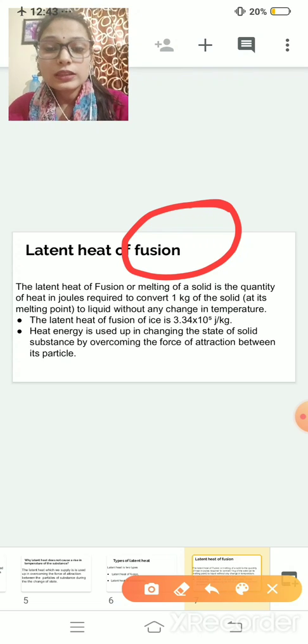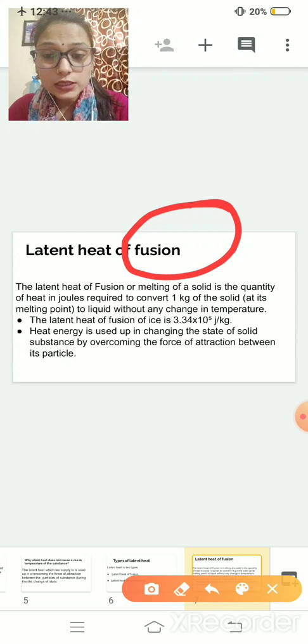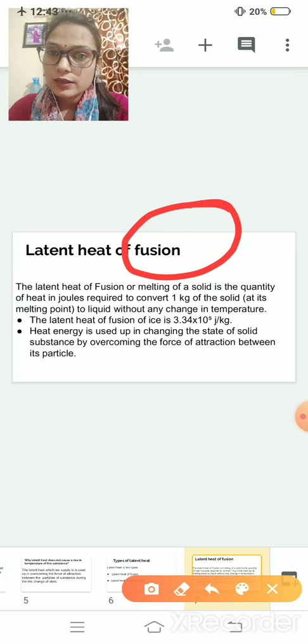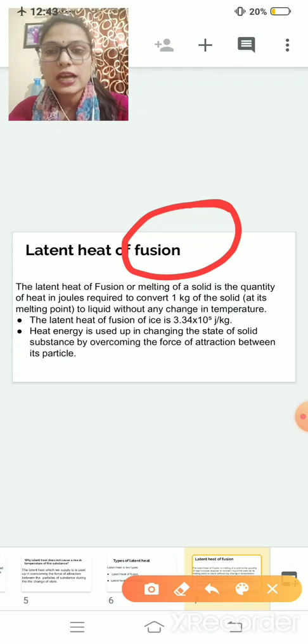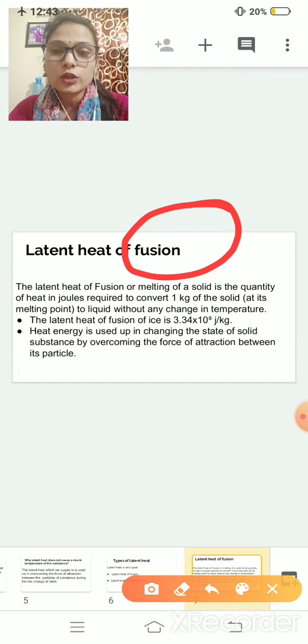Okay, so the latent heat of fusion or melting of a solid is the quantity of heat in joules. It is a type of energy. So what is the unit of energy? It is joule. Heat in joules required to convert 1 kg of solid, at its melting point, to liquid without change in temperature. That means the energy which helps us change the state of matter without a rise in temperature is known as latent heat of fusion.